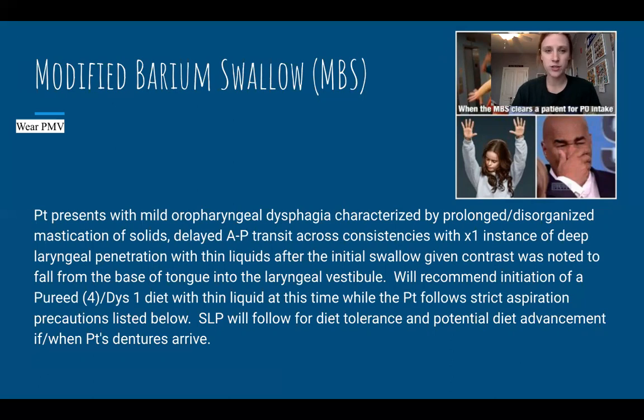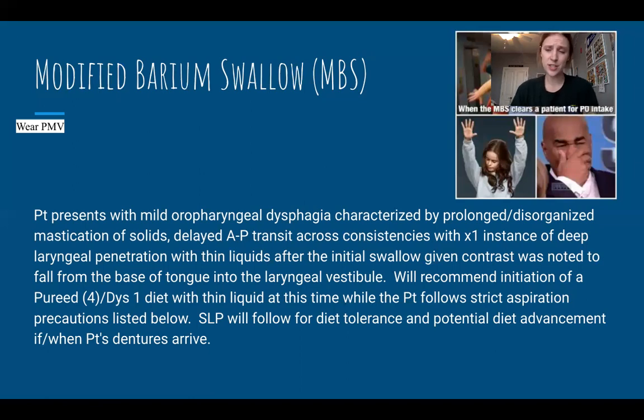This is the note, and I'll just read it. Patient presents with mild oropharyngeal dysphagia characterized by prolonged disorganization, mastication of solids, delayed AP transit across consistencies, times one instance of deep laryngeal penetration of thin liquids after initial swallow. Contrast was noted to fall from the base of the tongue into the laryngeal vestibule. We will recommend initiation of a puree diet, which is dysphagia 1, with thin liquids. And the patient is to follow the strict aspiration precautions listed below. And then the SLP will follow for tolerance.